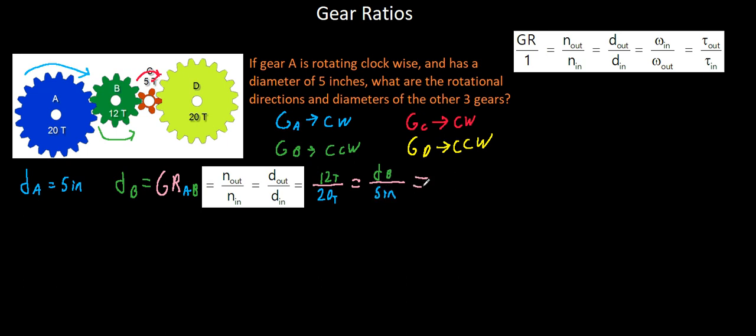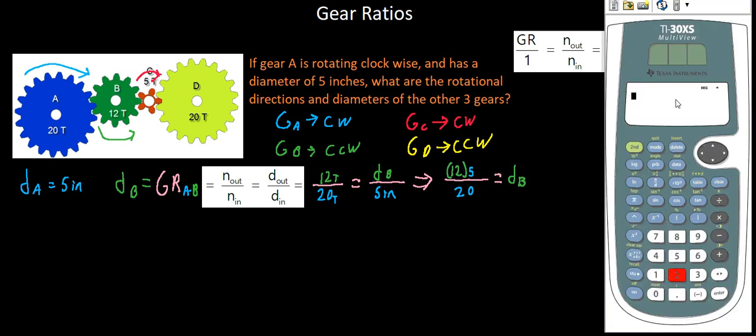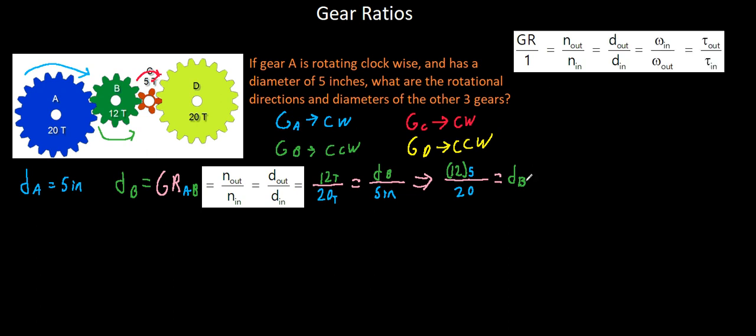To solve this, I'm just going to cross multiply. I'm going to say 12 times 5 divided by 20 teeth. So let's rewrite this equation. We can say that 12 teeth, multiplied by 5 inches, divided by 20 teeth, is equal to the diameter of gear B. To figure out what that is, we can pull out our handy calculator. What is 12 times 5? Then we divide whatever that is, which is 60, by 20. And we get a total diameter for gear B of 3 inches.